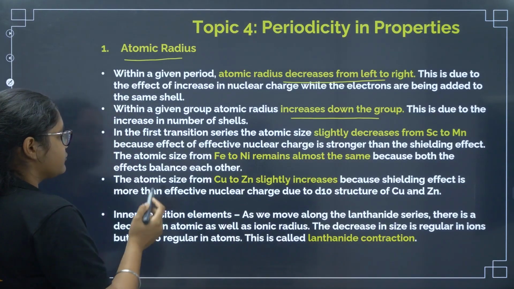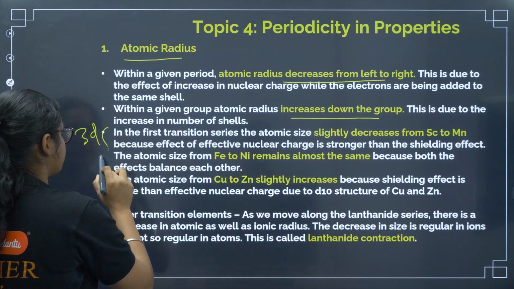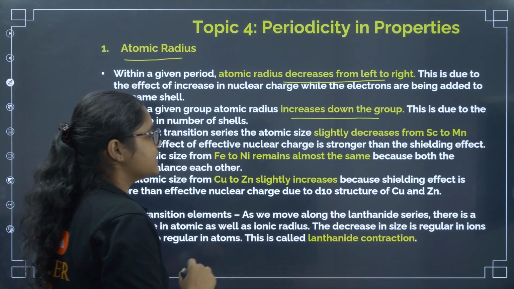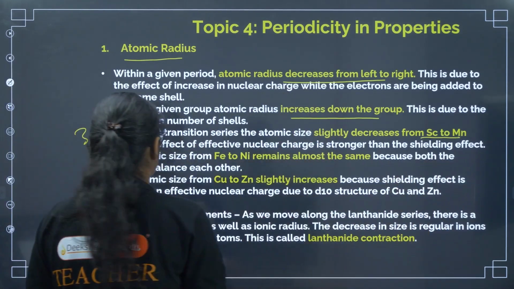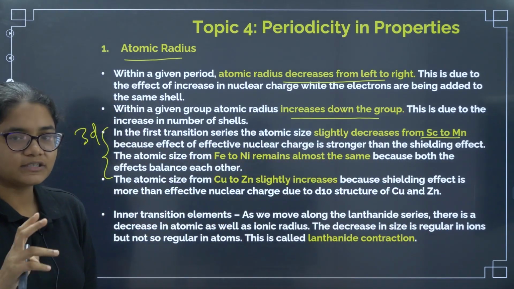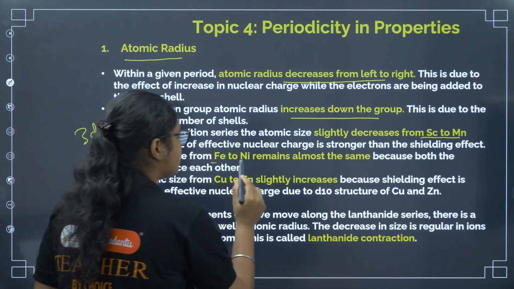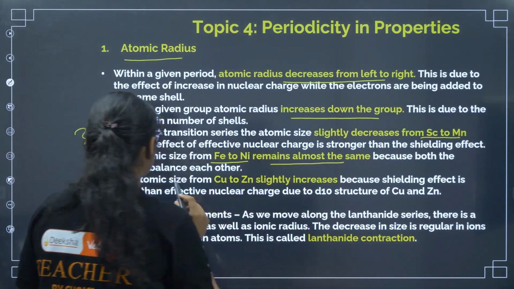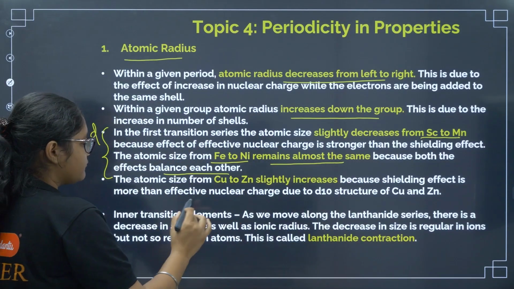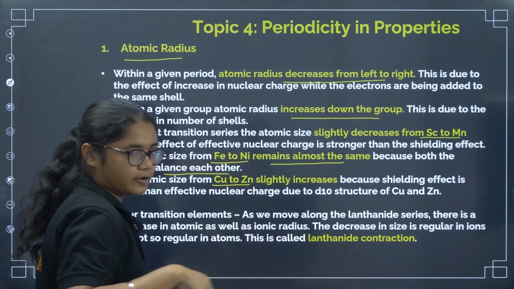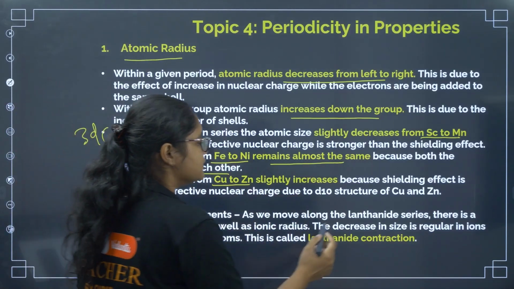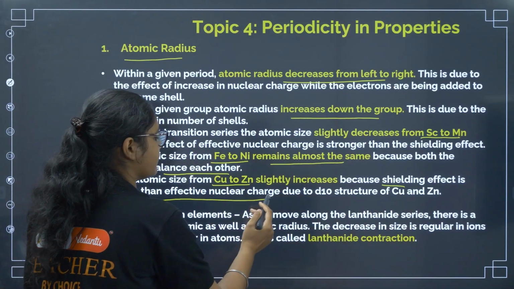Now what happens if you see in the 3D series? This is given about the 3D series, we have already discussed. So there is a slight decrease from scandium to manganese because the effective nuclear charge is more dominant. Then iron to nickel, it remains constant because both the effects balance each other. And then from copper to zinc, the size increases because the shielding effect is more than the effective nuclear charge.